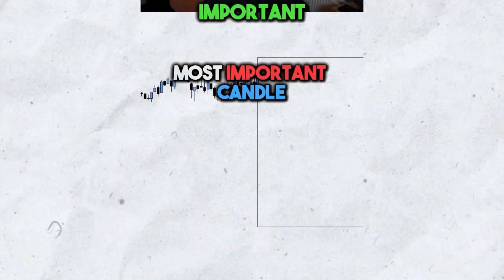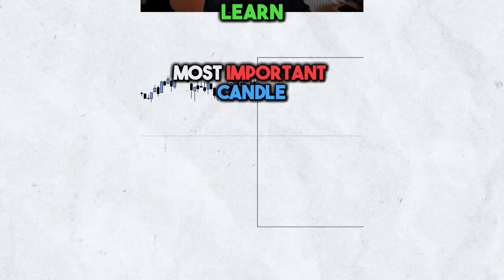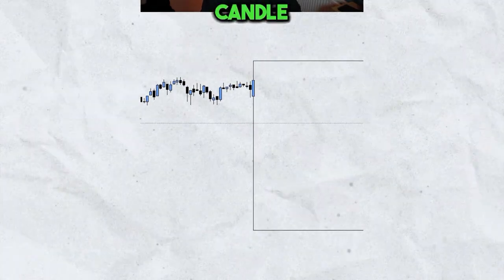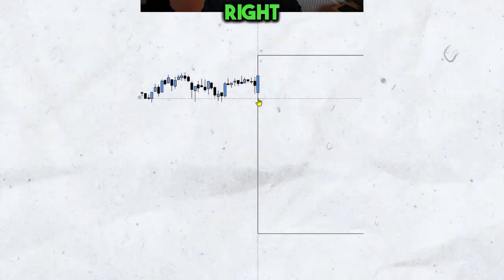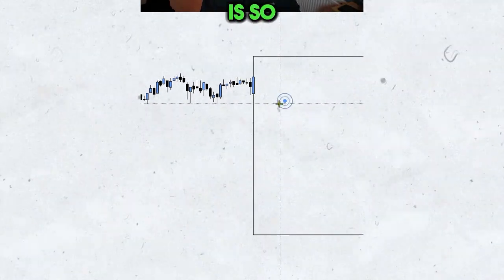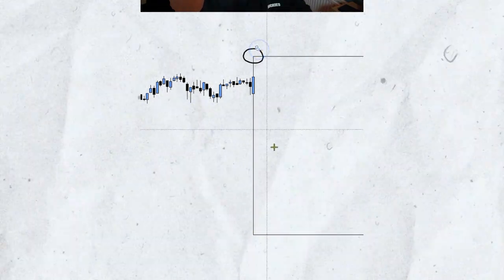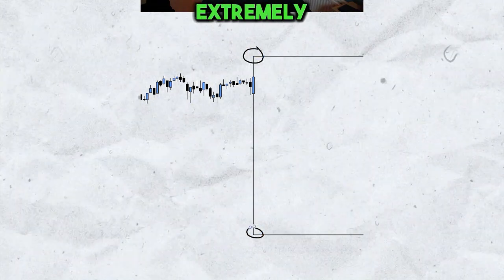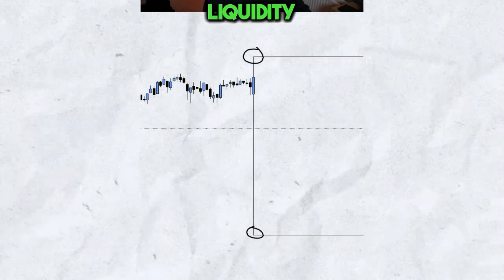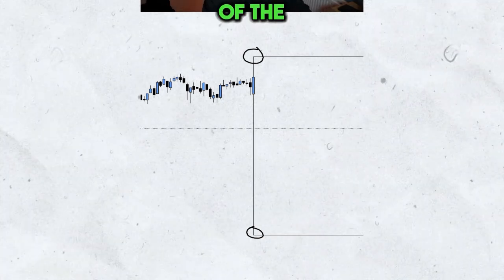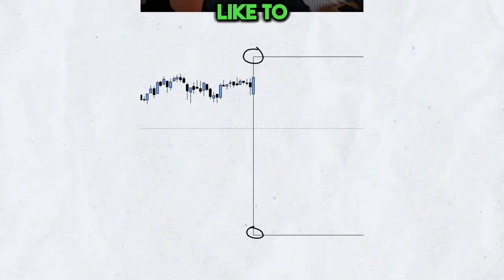This is the most important candle that you need to learn what it is and how to use it. And it is simply a news candle on the 1 minute time frame. Now, the reason why this candle right here on the 1 minute time frame is so important is because the high of this candle right here and the low of this candle right here are extremely strong draws on liquidity. And if you look back through data from any single time that news lows and highs are created, most of the time these points in the market like to get hit.